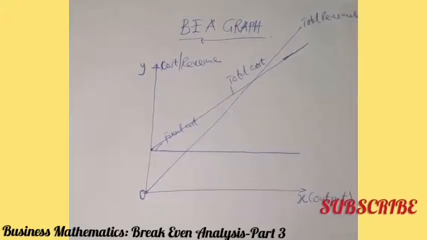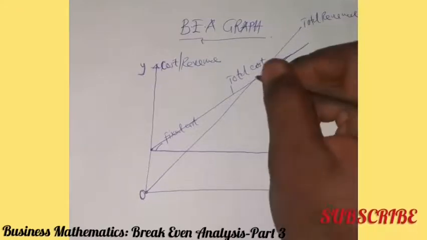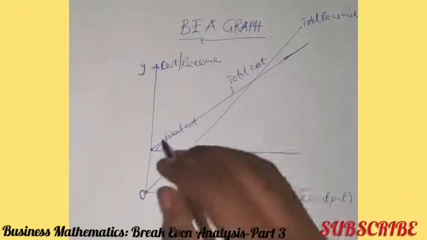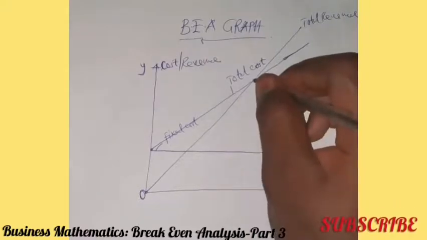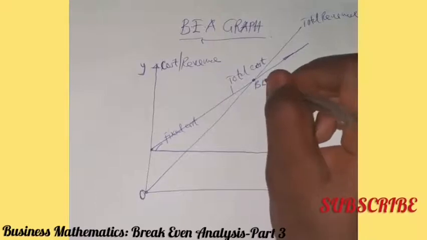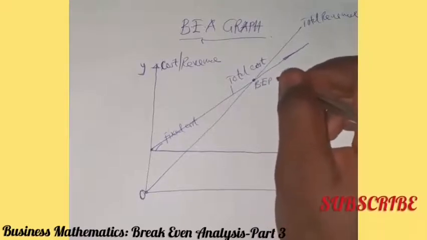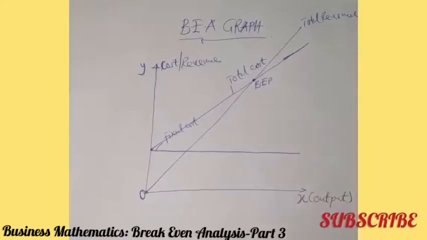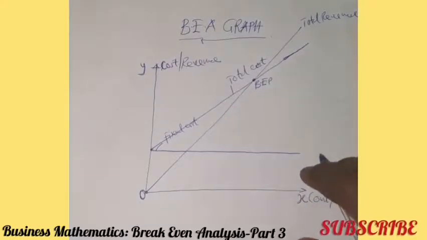Right? Total revenue. Where the total revenue curve or line meets that of your total cost curve or line, we call that point your break-even point, BEP. This is what we are talking about, your break-even point. Okay, so that's your break-even point.